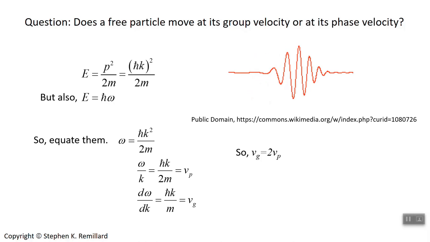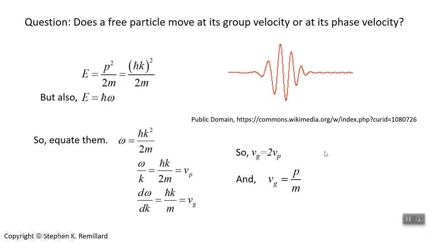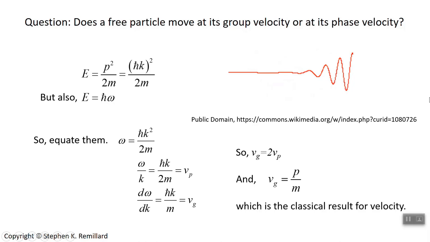And that was actually done in this simulation. If you look closely, you see the group is going at this speed. A point of constant phase is going at exactly half that speed. That was deliberate in the simulation. And since group velocity is p over m, h bar k over m, the group is going at what we would in classical mechanics call the velocity, momentum divided by mass. It is the velocity of the wave.